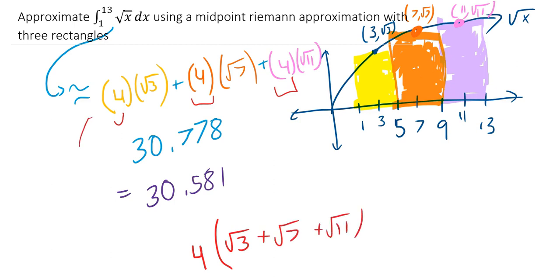Obviously, I could just factor a 4 out of all these, but I would have never written this line in the first place. I would have written this line, the width of the rectangle times the height of each rectangle added up. It just saves a second if I'm doing it by hand.